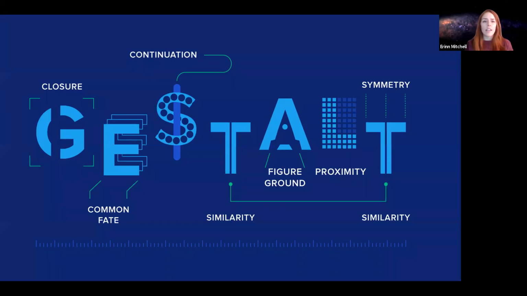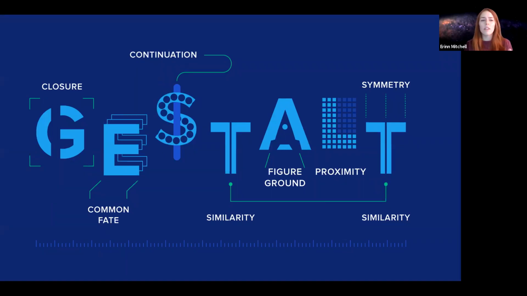Figure and ground is understanding that on a visual, even though it's a 2D page, you have layers, and through different components of a dashboard, you can create figure and ground and group things together using that principle to better tell a story. And then closure. So closure is saying that if you enclose something in a box, your brain's going to think everything in that box goes together, or everything to the left of the line is associated together.